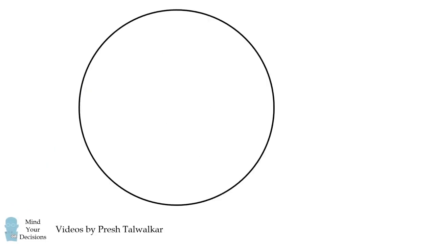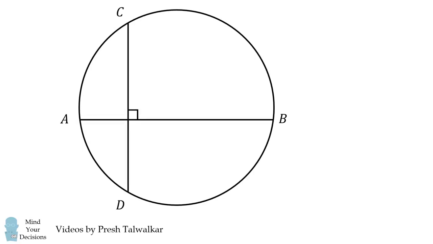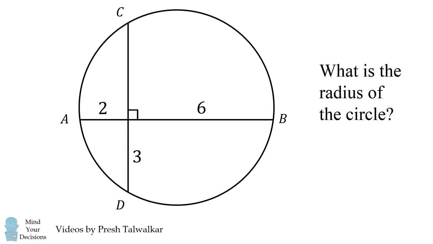In the following circle, chord AB is perpendicular to chord CD. These lengths are given. The question is, what is the radius of the circle?